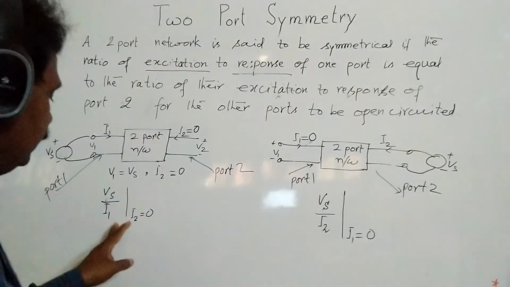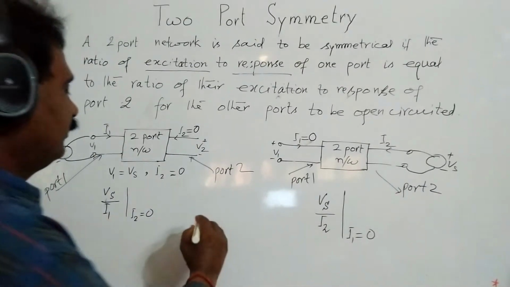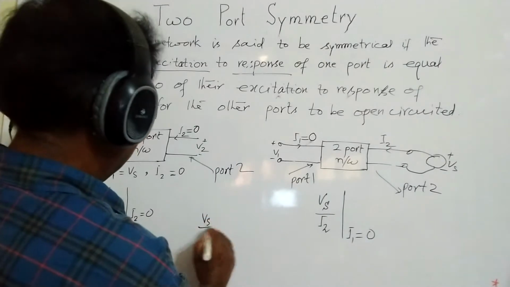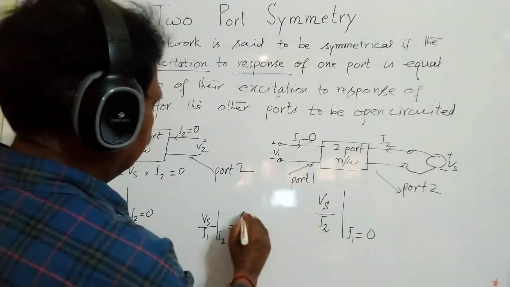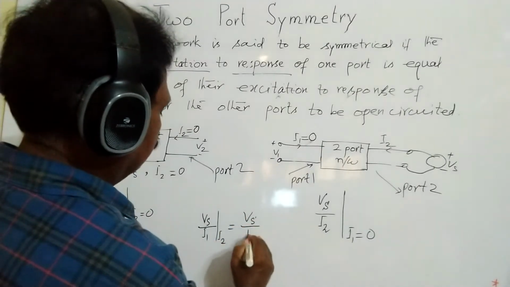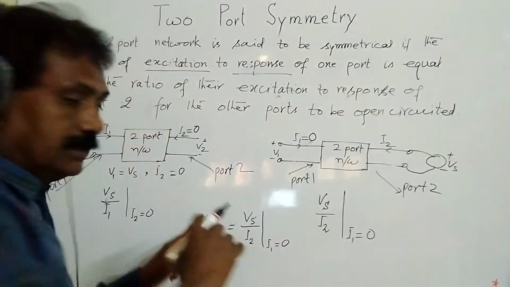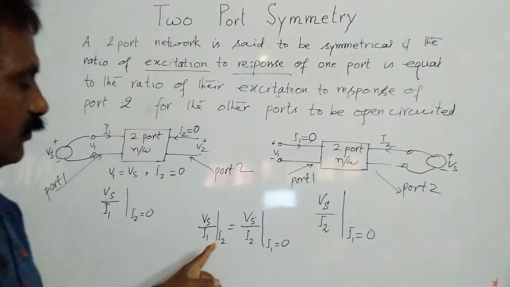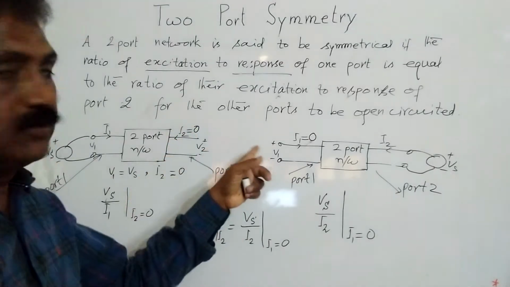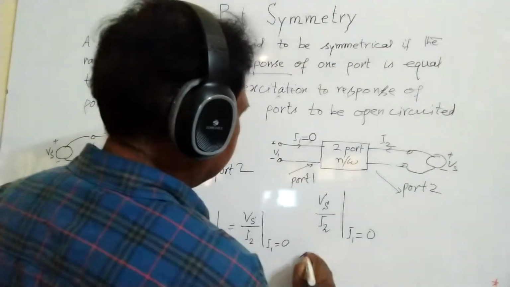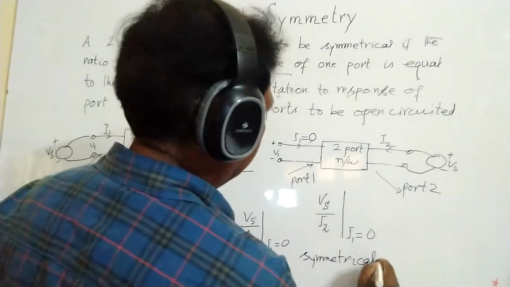Then if these two values hold good, it means if Vs by I1 when I2 equal to 0 is equal to Vs by I2 when I1 equal to 0, if any two-port network satisfies this relation, then this two-port network is said to be symmetrical. Are you getting it?